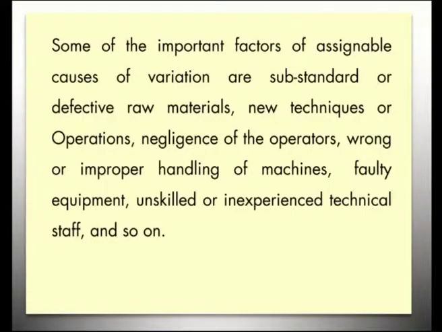For example, when you check the quality of raw materials, the first assignable cause, defective raw materials, can be eliminated. And when you apply the new technique, if it seems that the quality is not maintained, just avoid using the new technique. And if the operator is negligent, then you have to terminate the operator. If the wrong and improper handling of machines is one of the causes of variation, then you have to handle the machines very carefully. If there is a faulty equipment, that equipment has to be avoided for production. And if unskilled and inexperienced technical staff is present, they have to be replaced with skilled or experienced technical staff for better quality production.